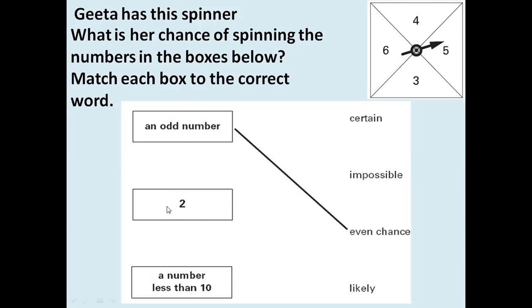Now, getting number 2. What's the probability of getting number 2? Do you see number 2 here? There isn't any 2 here. So it's impossible to get number 2 for this spinner. And the last one, a number less than 10. What's the probability to get a number less than 10 here? It's certain because all the numbers are actually less than 10. So whatever you spin and whatever you get on the spinner, it will be something less than 10.